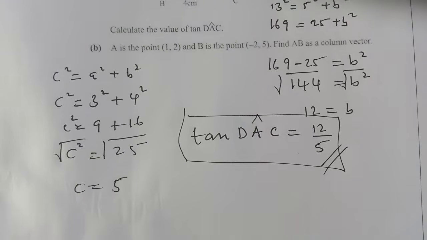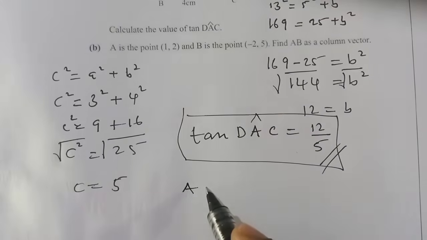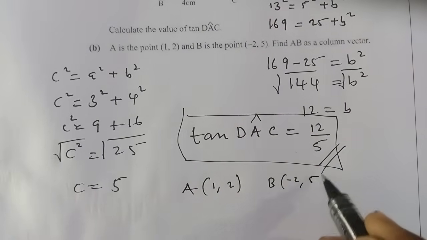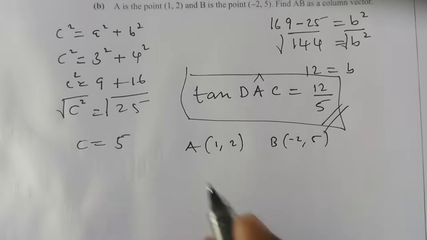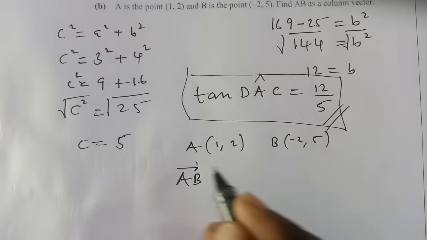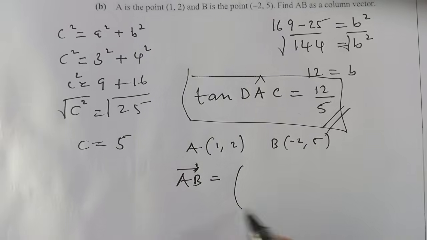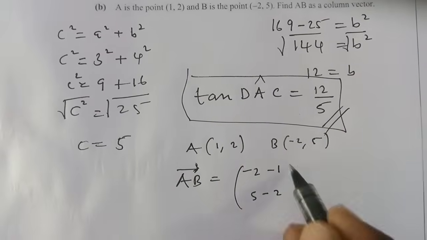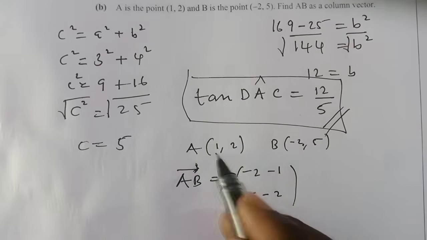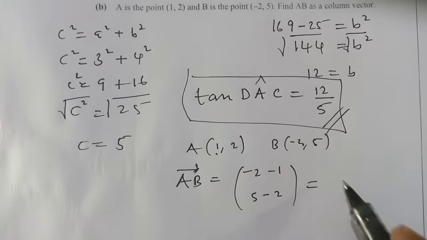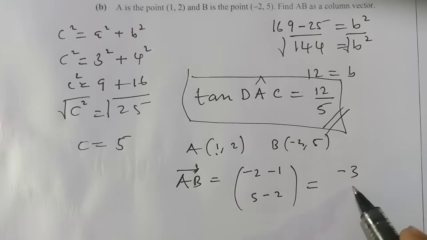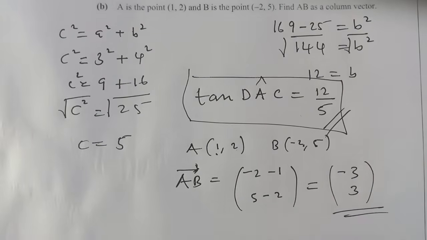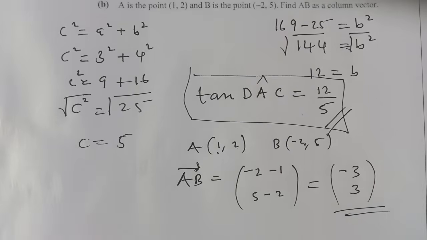Question 2, A is a point (1, 2). B is (negative 2, 5). Find AB as a column vector. So vector AB will be equal to negative 2 minus 1, 5 minus 2, which is equal to negative 3 over 3. Oh, sorry, it's not over, it's just negative 3, 3. Okay? We go to the next question.